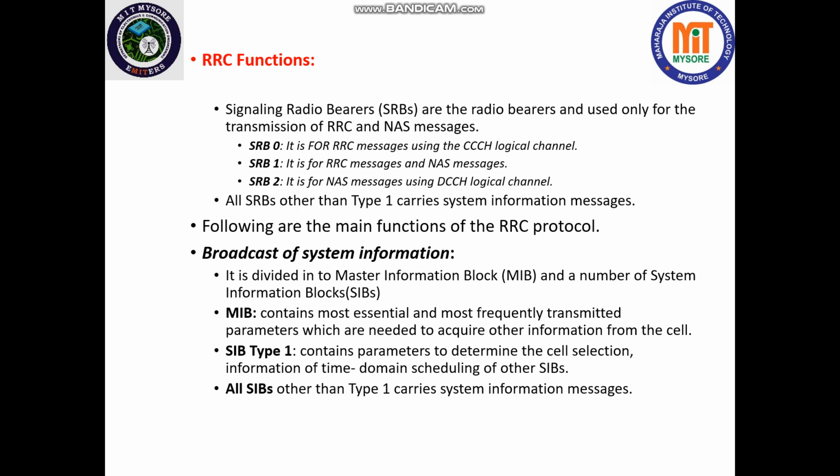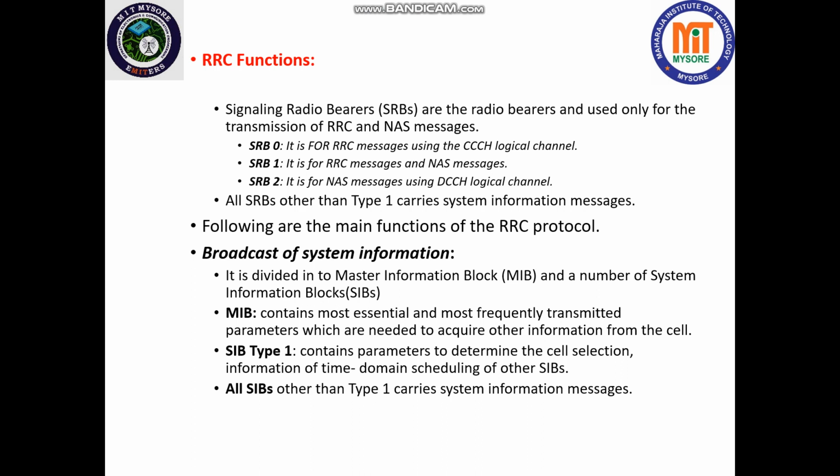There are three different SRBs defined in LTE. SRB0 is for RRC messages using the common control channel, CCCH, logical channel. SRB1 is for RRC messages and NAS messages prior to the establishment of SRB2, and all using the DCCH, or dedicated control channel, logical channel. Next, SRB2 is for NAS messages using the DCCH logical channel.